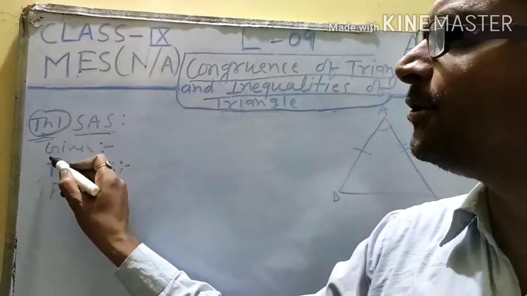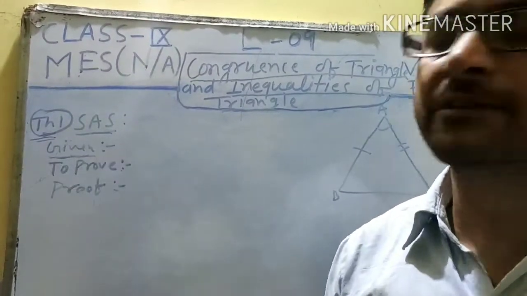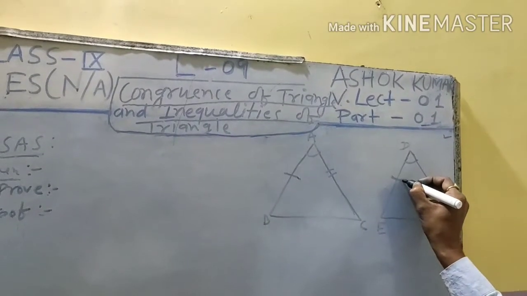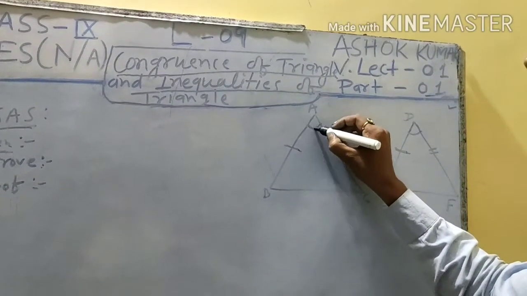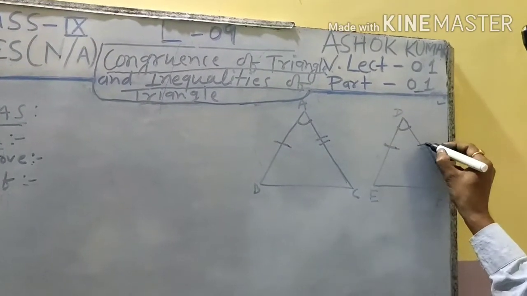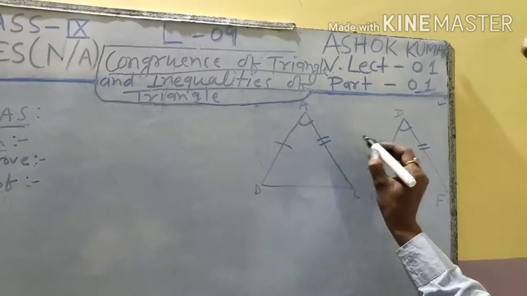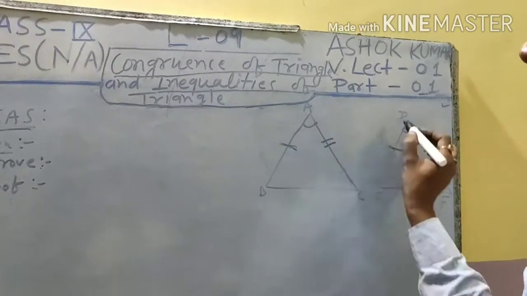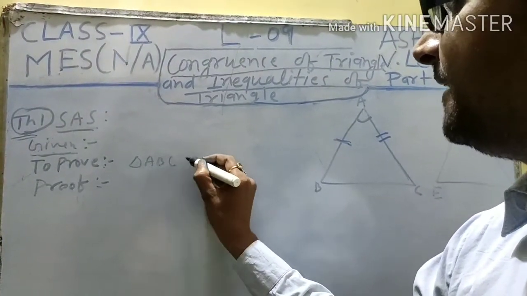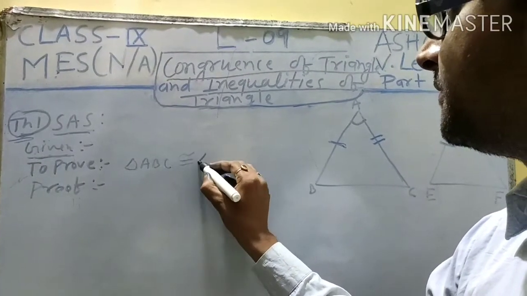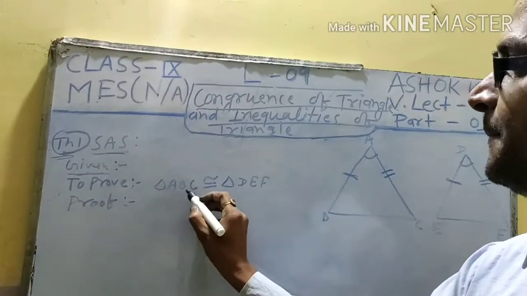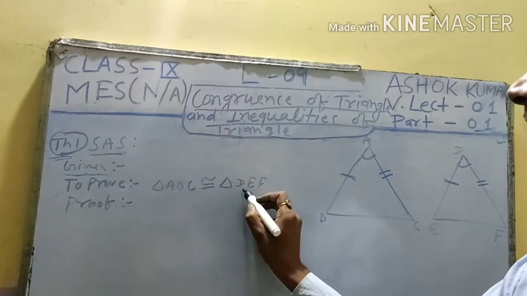First of all, student, write your given information. What type of given is in this figure? This side is equal to this side. That is the first given information. This angle is equal to this angle, the second. And the last one is this side is equal to this side. This is the third given information. Okay. To prove triangle ABC is congruent to triangle DEF.